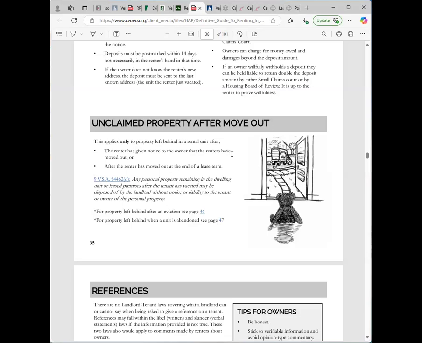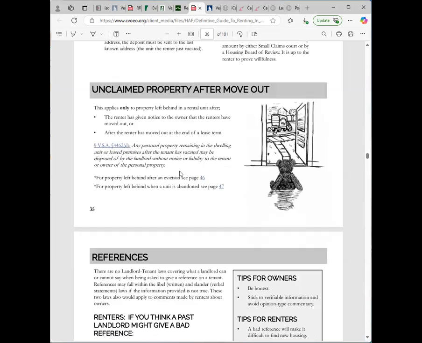But let's go back to personal property. Any personal property remaining in the dwelling unit or leased premises after the tenant has vacated may be disposed of by the landlord without notice or liability to the tenant or owner of the personal property. And then there are two issues here. For property left behind after an eviction, see page 46, which we'll get to. And for property left behind when a unit is abandoned, see page 47.